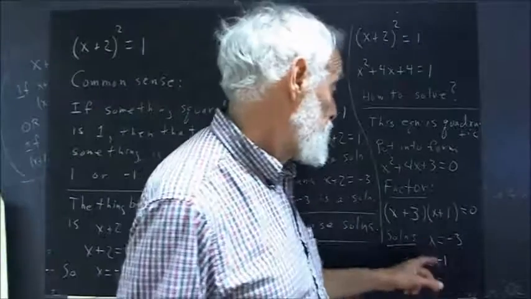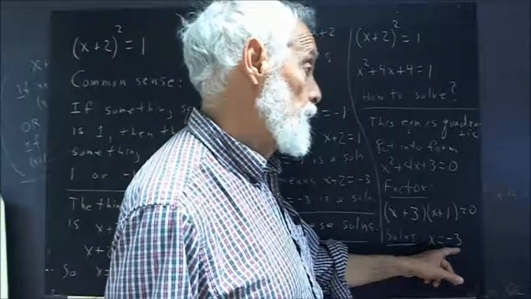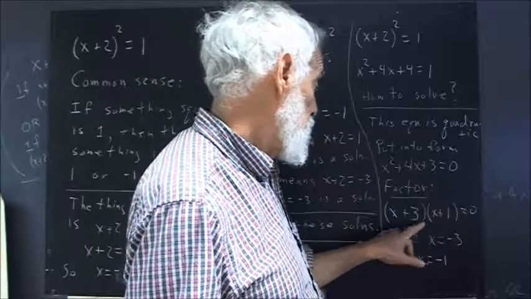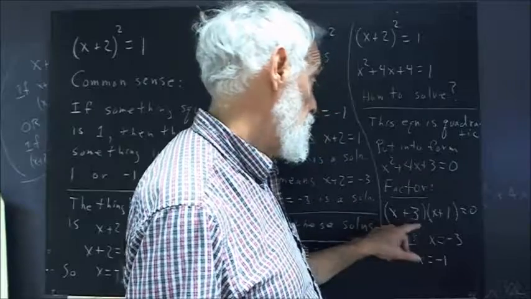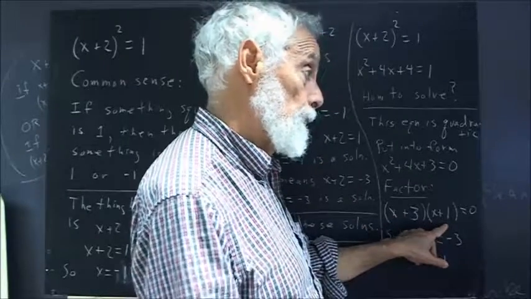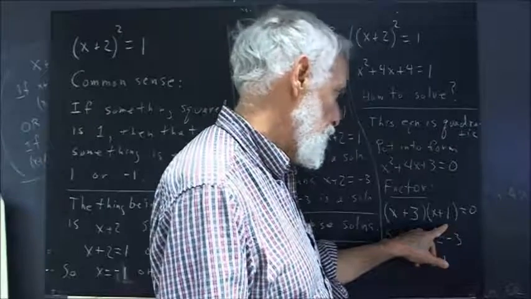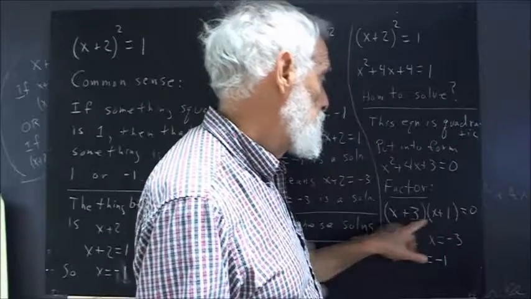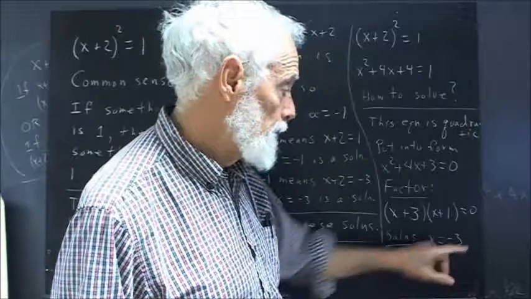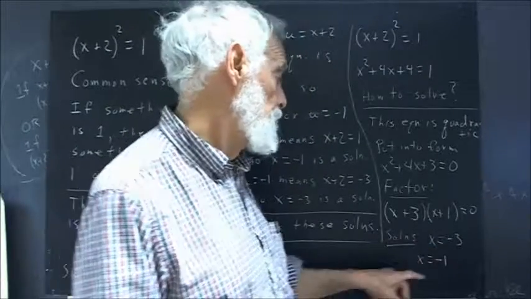Okay, well, x equals negative 3 is one solution, and for a very simple reason. If we plug in negative 3, this first term becomes negative 3 plus 3, which is 0. Multiplied by whatever the second term is, we can easily figure it out. It's negative 2, but it doesn't matter because it's being multiplied by 0, and it will give us 0. That verifies that x equals negative 3 is a solution.